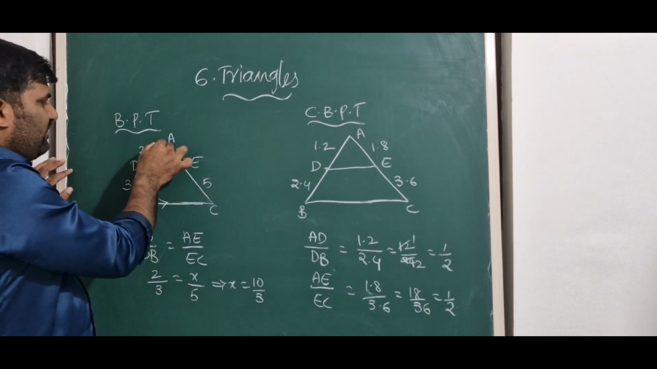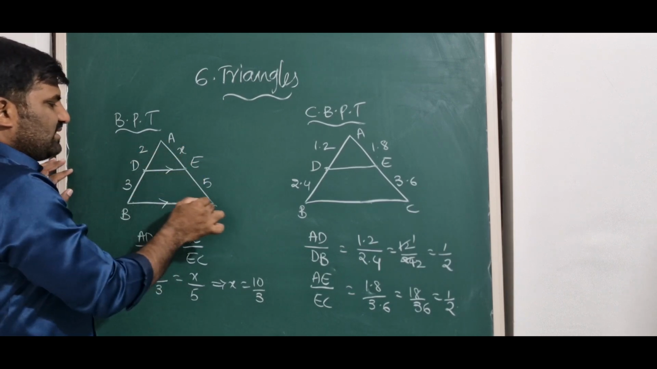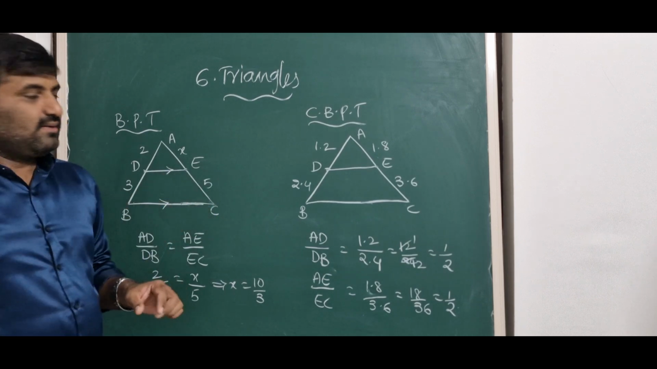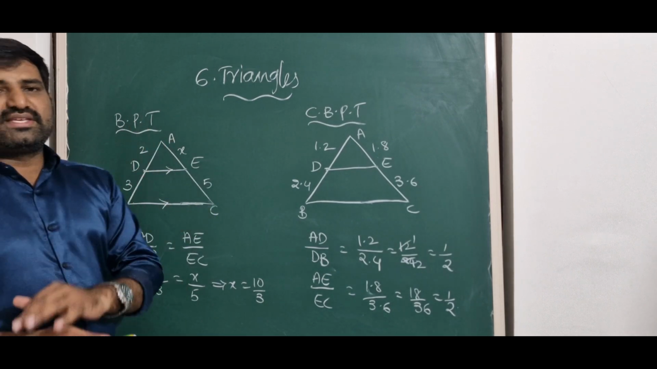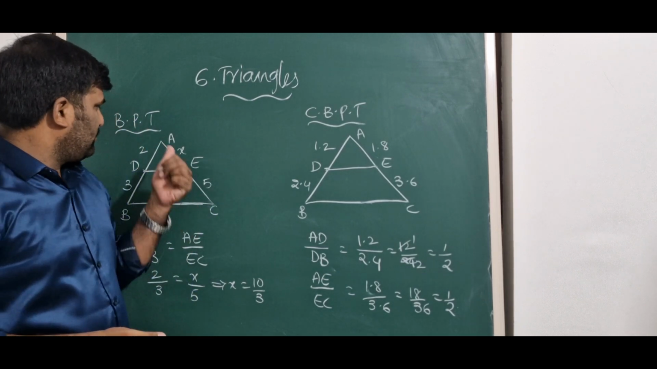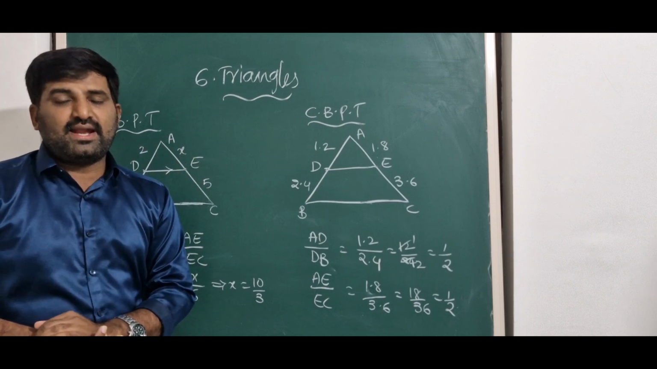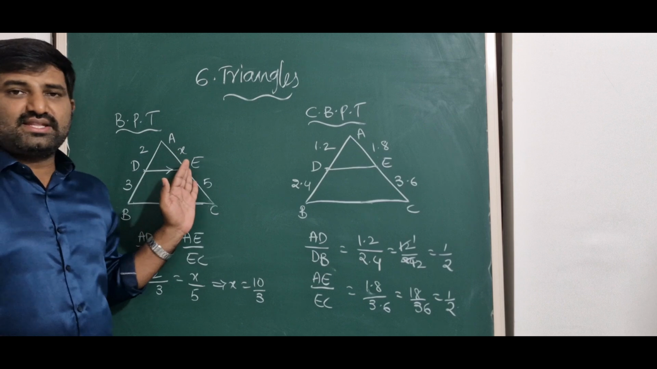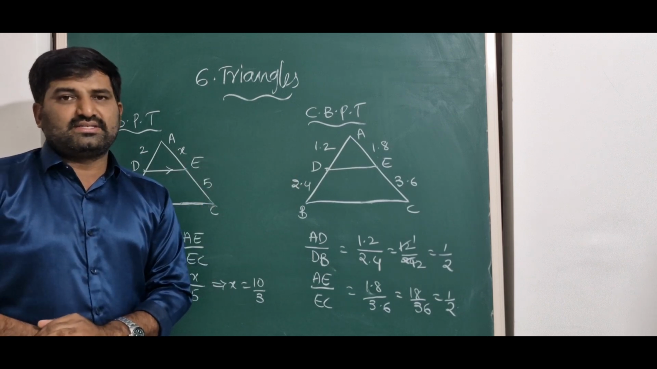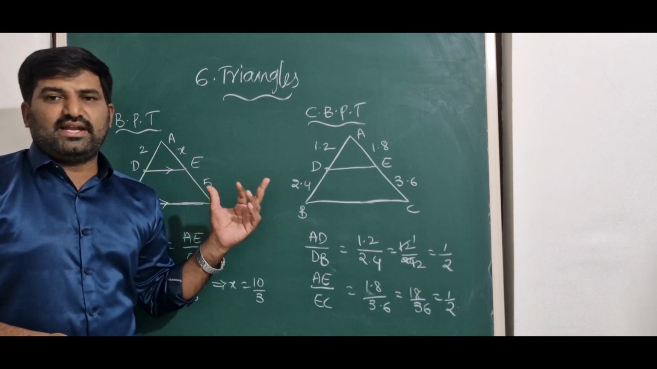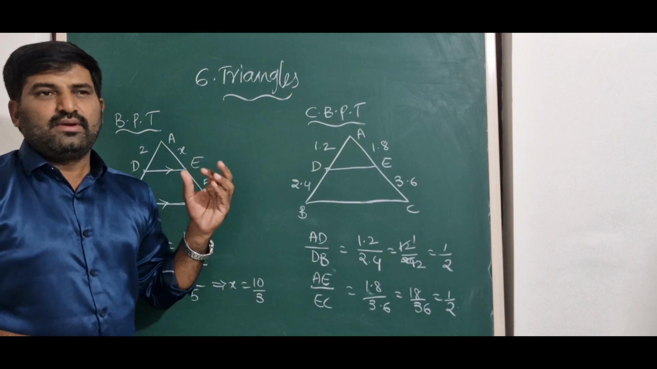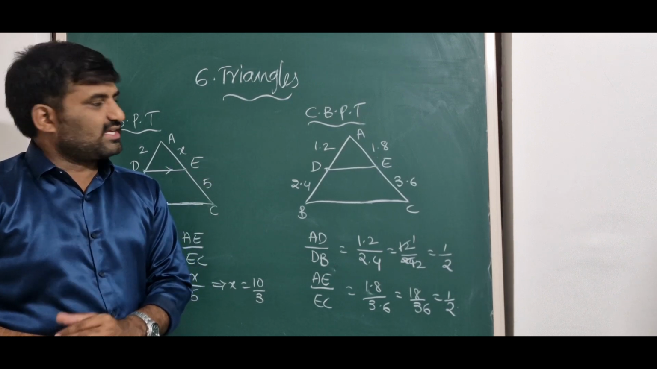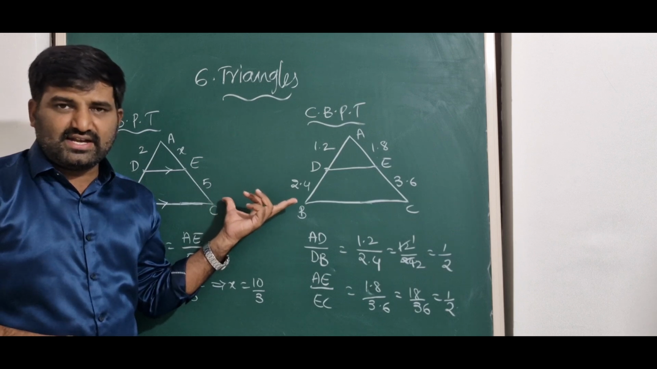So in similarity, we will prove ADE is similar to ABC, then only we will get this DE part and BC part. First, I will explain one example which is related to similarity. In that, I will include the sides DE and BC. These are the examples of BPT and converse of BPT. Now, all the questions related to this concept you can practice from this chapter. Maximum questions will be from your textbook only. All the questions of exercise 1 are related to this.